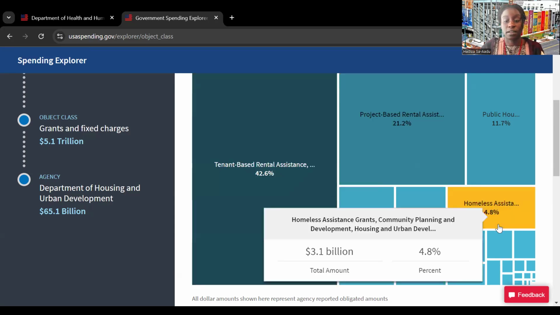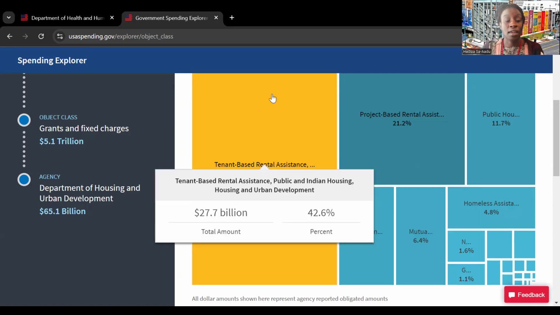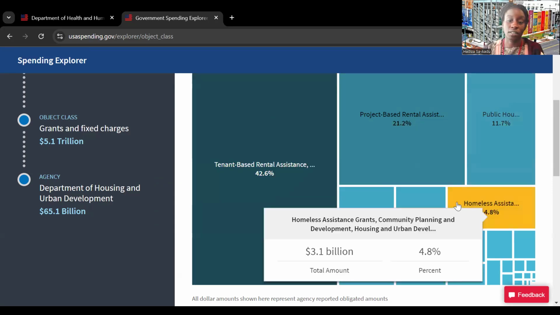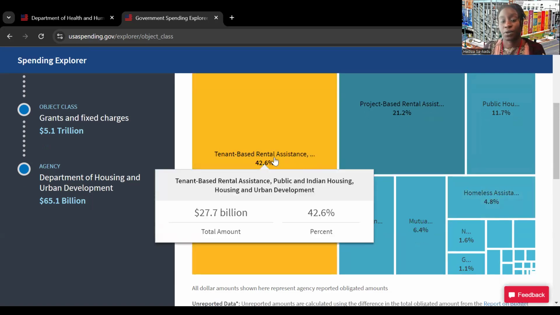Homeless assistance, and we know that homelessness is a persisting problem across the US, especially here in Kansas City. We see that the federal government has allocated, out of the grants and fixed charges way of dispersing money, 4.8% or 3.1 billion to homeless assistance grants, community planning and development, housing and urban development.